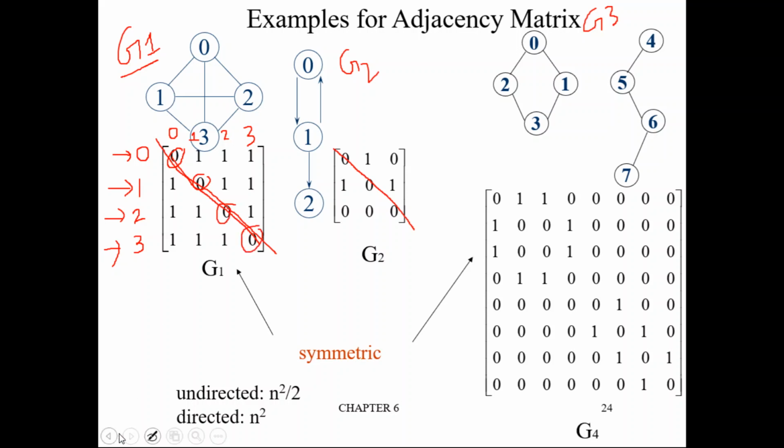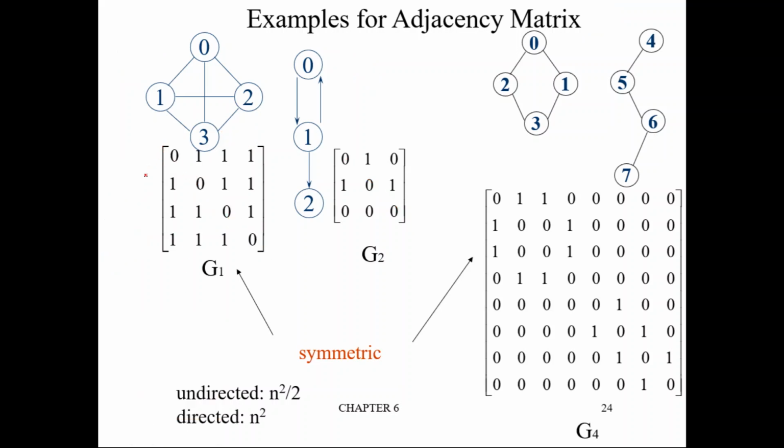When an undirected graph is represented as an adjacency matrix, that adjacency matrix will be symmetric. Symmetric means if you take any row, that row's values will be equal to that particular column. This is the 0th row. What are the values in the 0th row?